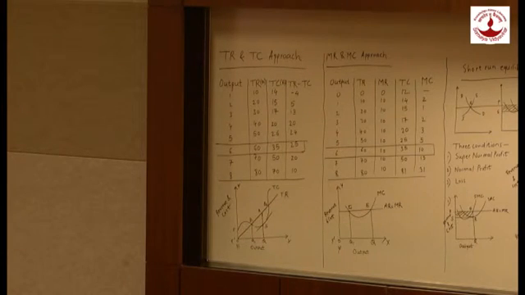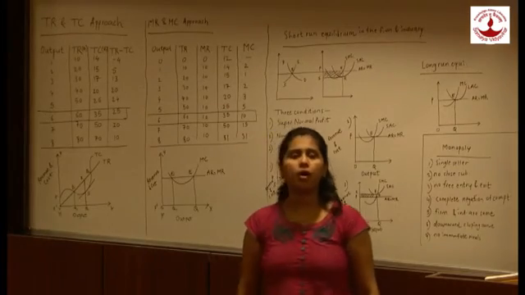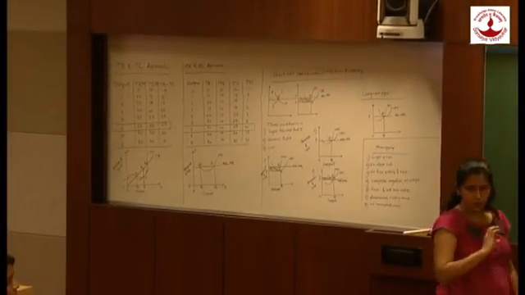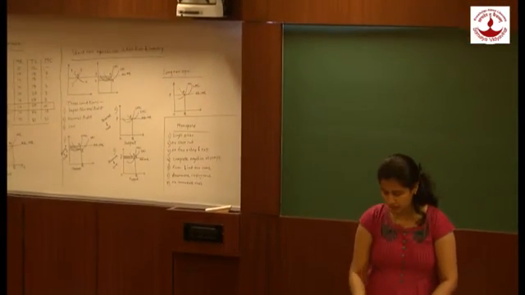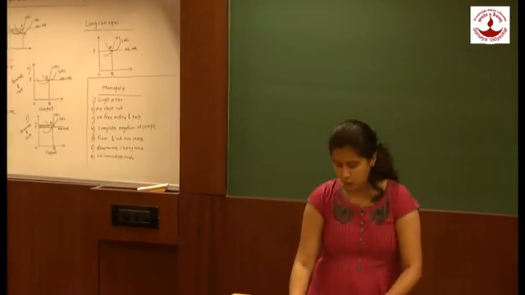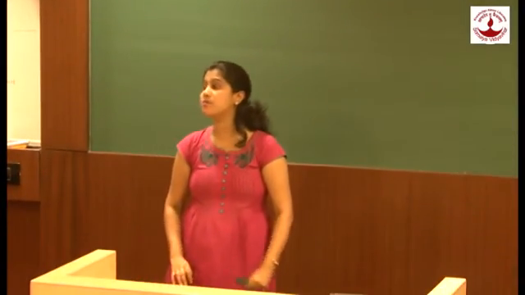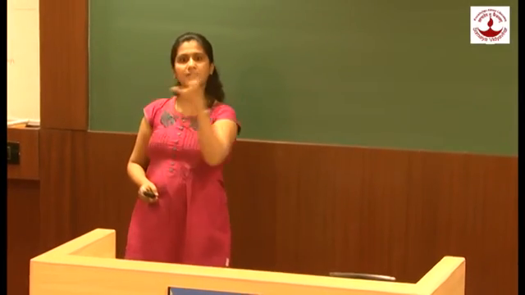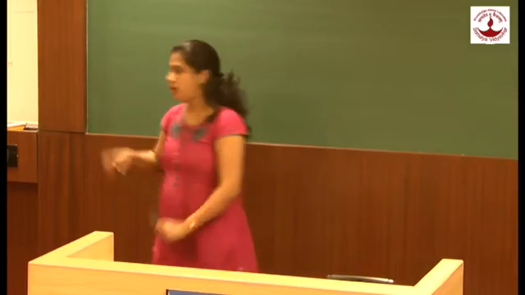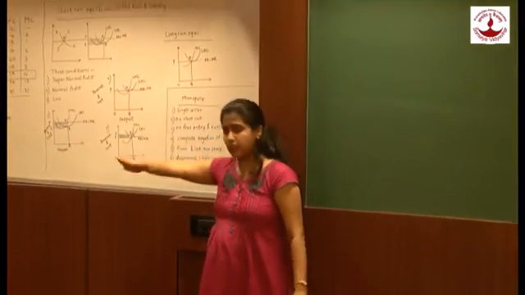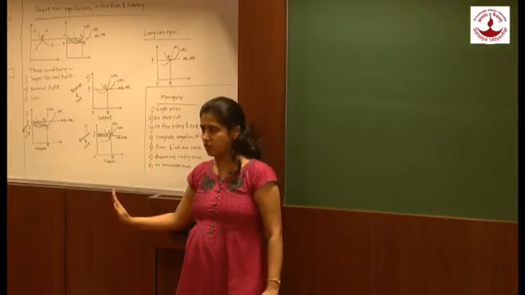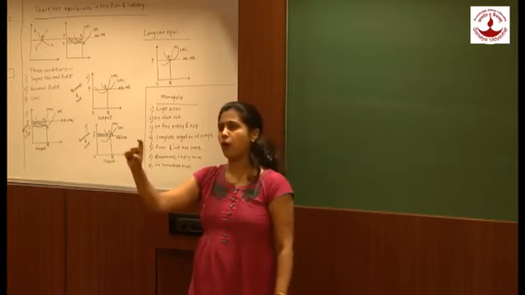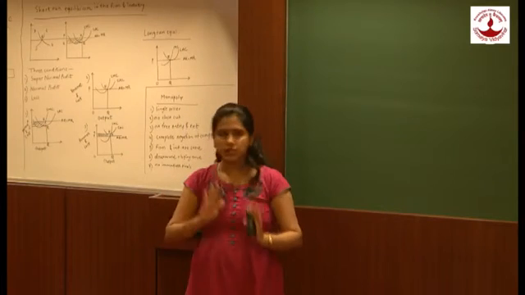Alright, now the second approach, if not TR and TC, is the marginal revenue and marginal cost approach. According to this approach, the equilibrium output is determined at the point where MR is equal to MC. So when MR becomes equal to MC, that level of output is the equilibrium level of output. In the TR and TC approach, the maximum gap between TR and TC gives us the equilibrium output. Instead, in the MR and MC approach, the level of output at which MR is equal to MC is the equilibrium output, that is, the profit maximizing output.